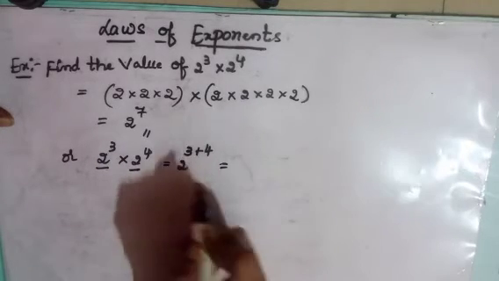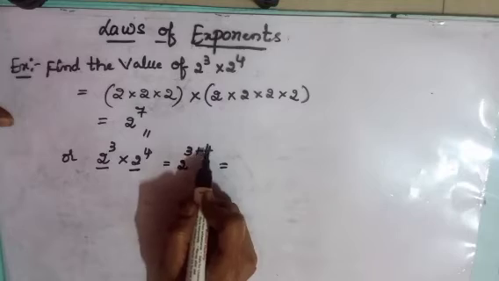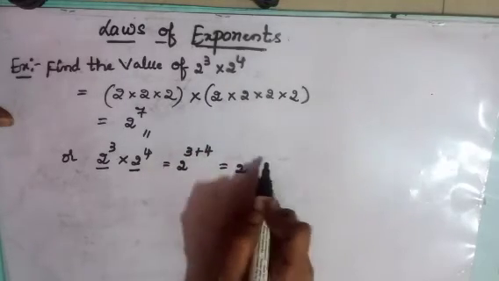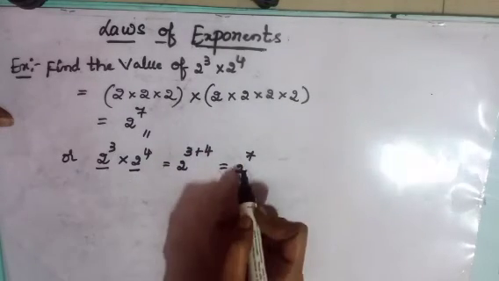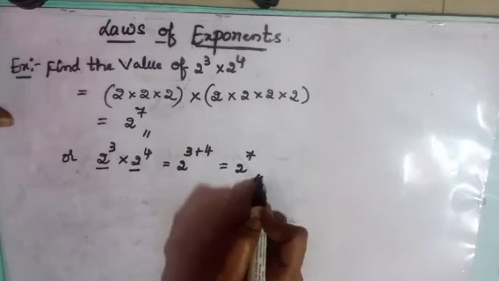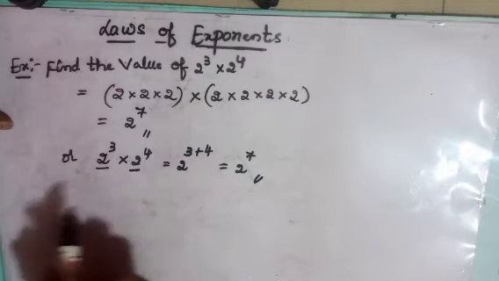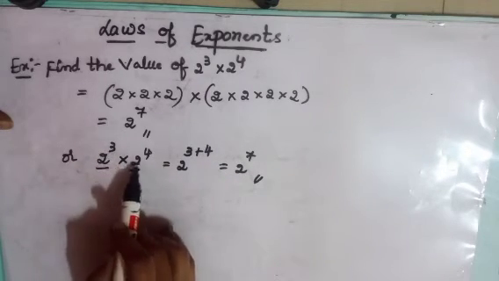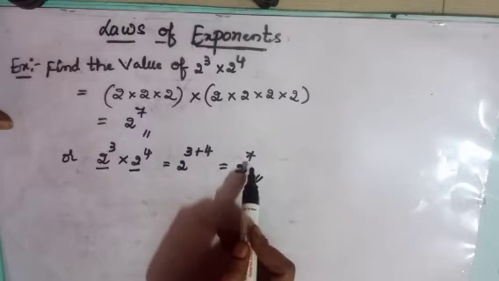So 3 plus 4 is 7. So 2 to the power of 7. In this way also we can solve this problem. That is the value of 2 to the power of 3 into 2 to the power of 4 equals 2 to the power of 7.